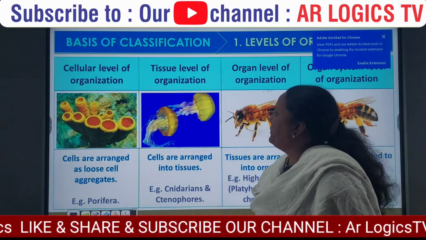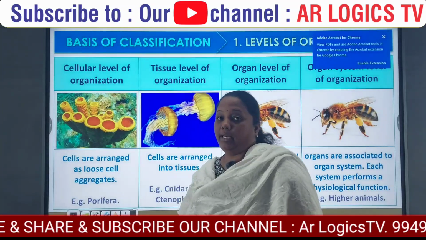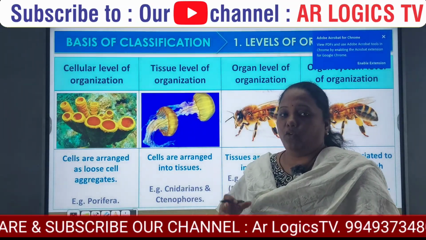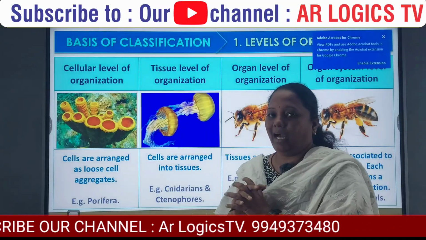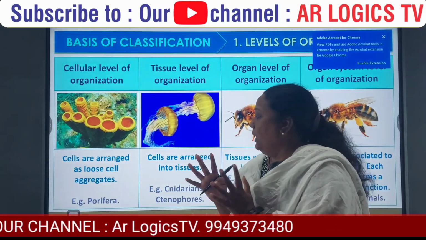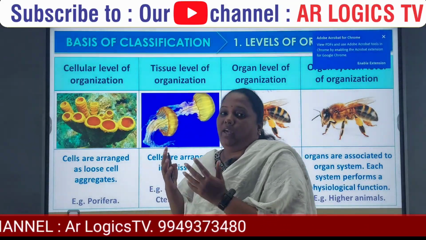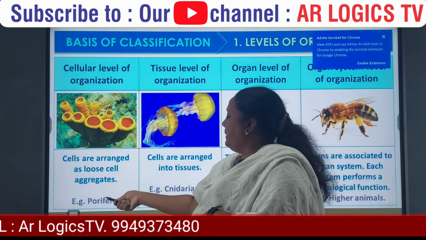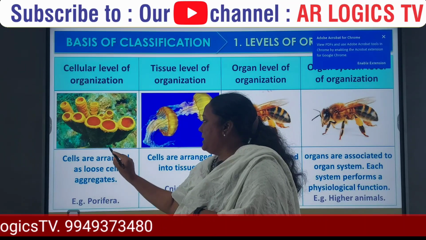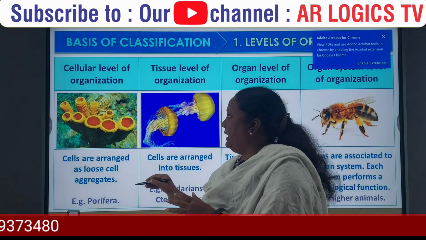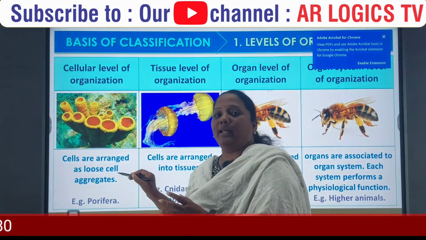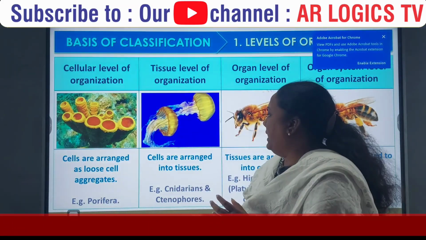Next, cellular level of organization. As I said, in the cellular level of organization, the cells are arranged in a loose aggregate. You may ask where they are. Here in Porifera, the cells are arranged in a loose form. So that's why we say cellular organization is present only in Porifera.